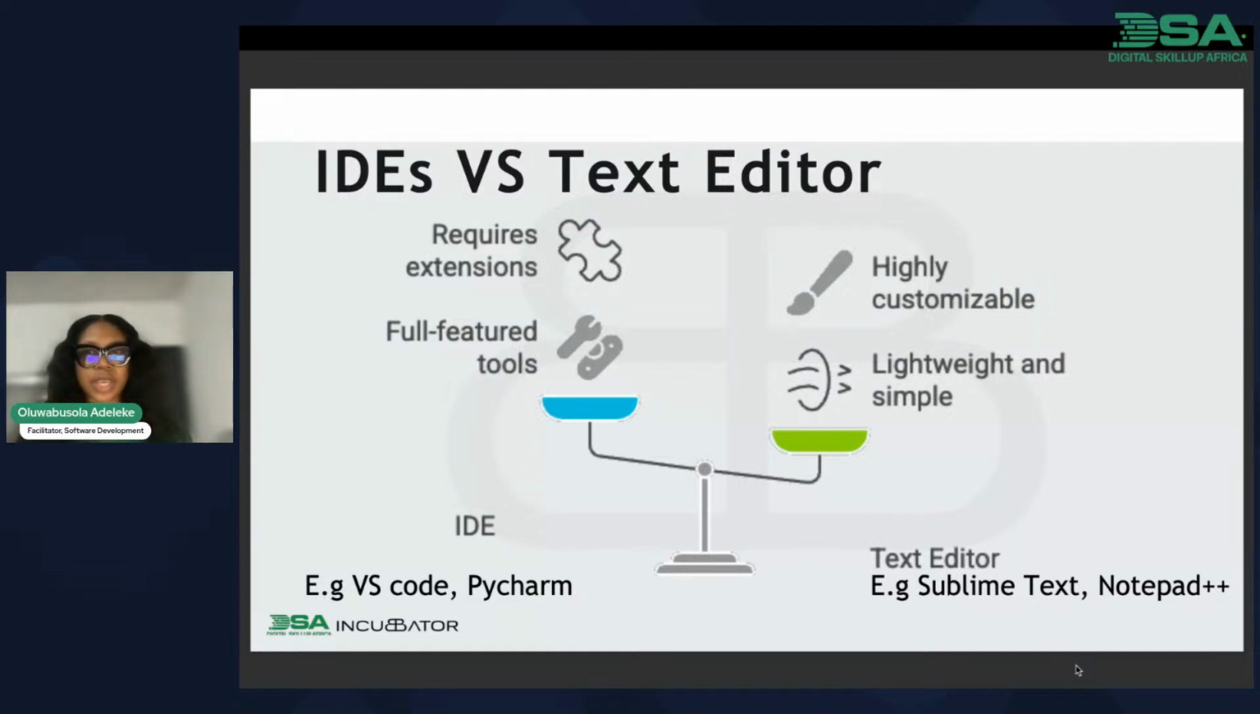Some of you might have seen Notepad, and some might be aware of Sublime Text. Those are examples of text editors. And examples of IDEs are VS Code and PyCharm. And I'm happy to tell you today that we're going to be working on VS Code more.